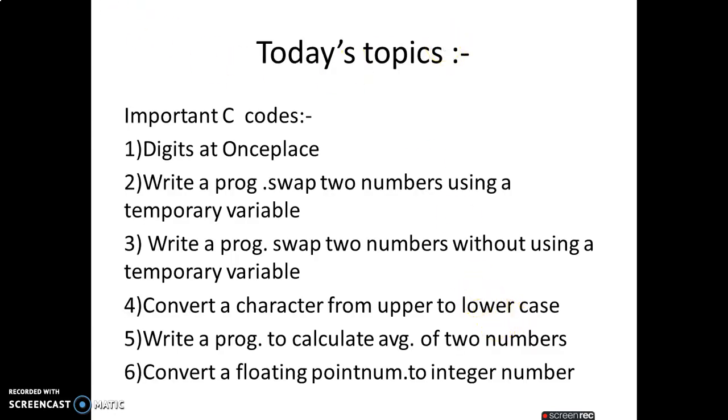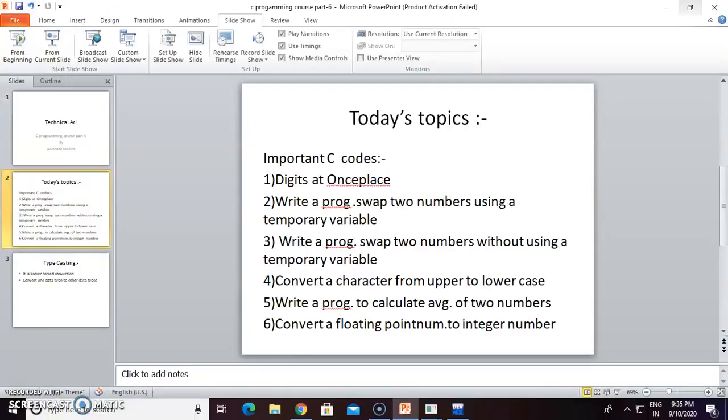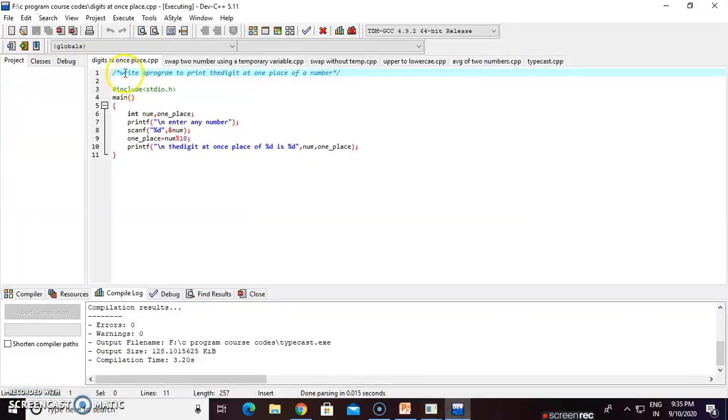So go to our DevC. This is the code for a program that prints the digit at one place of a number. Basically, there is a number. I'm giving you an example when I run the code, but still keep this code in mind.